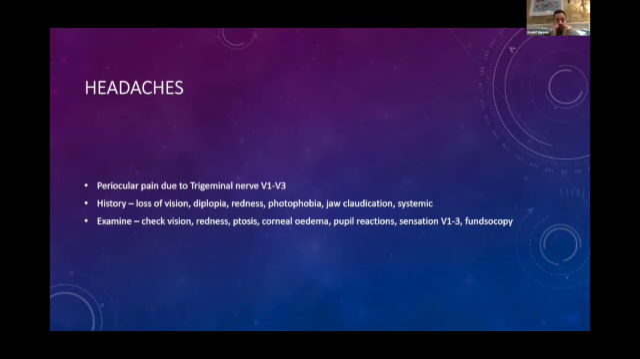Headaches, periocular pain due to trigeminal nerve involvement of branches 1 to 3. Take a good history. Is there any loss of vision? Is there any diplopia? Is there any new onset of cranial nerve type problems? Any redness, photophobia, jaw claudication, any systemic features like night sweats, weight loss, loss of appetite? Examine the patient carefully, check their vision, check their anterior and posterior segment, check for ptosis, edema, pupillary reactions, and fundoscopy.